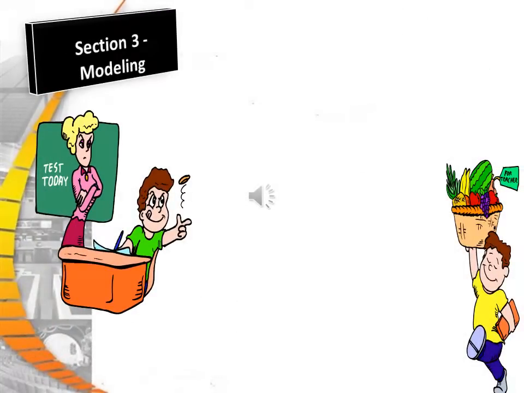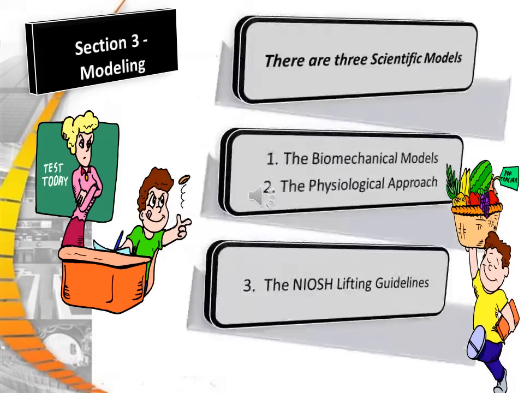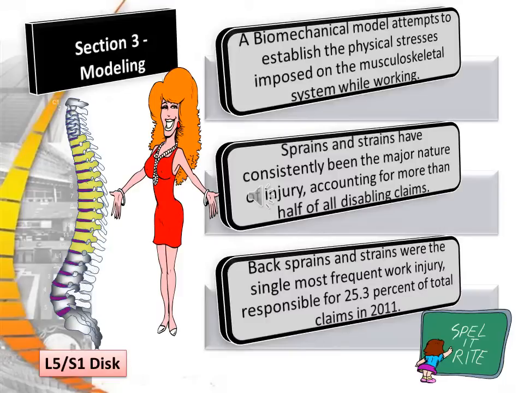There are 3 scientific methods: the biomechanical model, the physiological approach, and the NIOSH lifting guidelines. A biomechanical model attempts to establish the physical stresses imposed on the musculoskeletal system while working. Sprains and strains have consistently been the major nature of injury, accounting for more than half of all disabling claims. Back sprains and strains would be the single most frequent work injury, responsible for 25.3% of total claims in 2011.